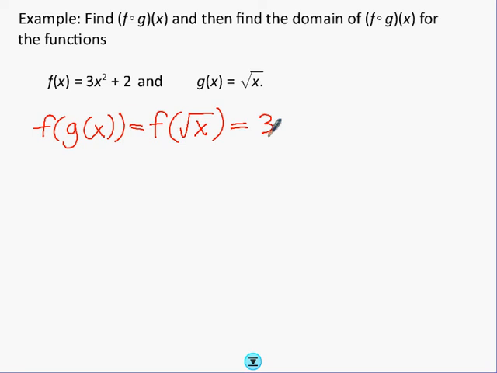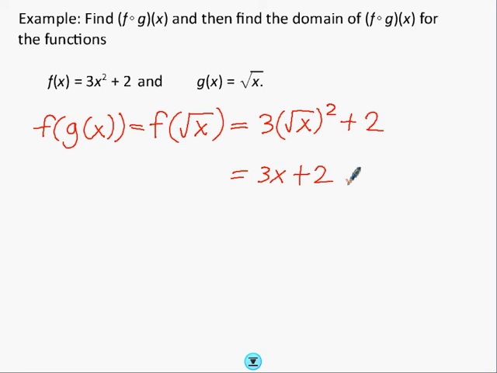So it's 3, and when I get to an x, I'm going to replace it with the square root of x. Again, I typically write these in parentheses. And then I square it and add 2. 3 times, well, the square root of x squared is simply x, plus 2, and we're done. Okay, so f of g of x is 3x plus 2.